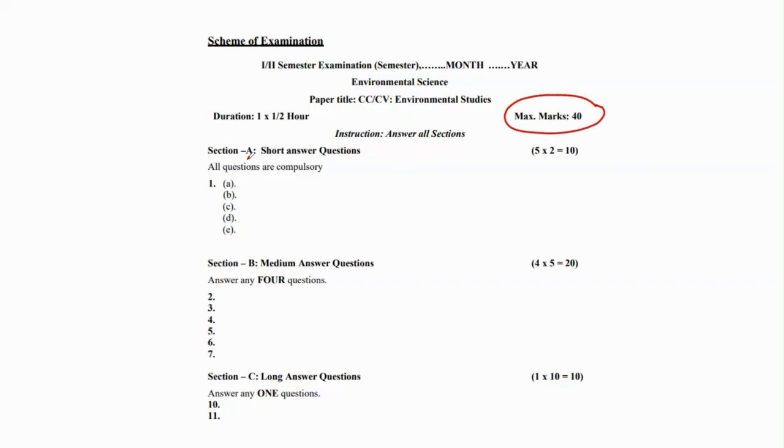You'll be having a section A which will be short answer questions. That will be 2 marks each. You have to attend 5 questions. It is all 5 questions you have to attend.